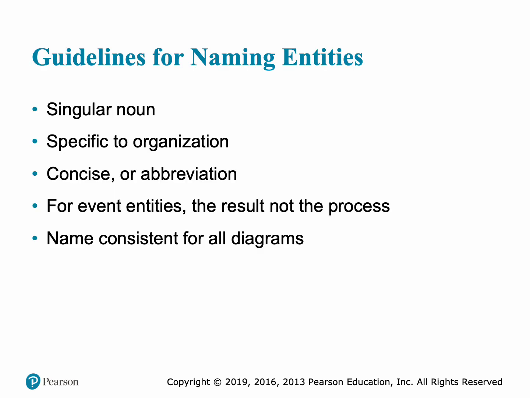In addition to general guidelines about naming and defining data objects, there are some specific guidelines for naming entity types. These are listed as: singular noun, specific to the organization, concise or abbreviation. For event entities, name the result, not the process. Name consistently for all diagrams. So if we are working on a hospital management system, we should not put movie in there. We should not put actor in there. We should not put director of a movie in there. We rather put doctor, patient, administrator, nurse, and all that.